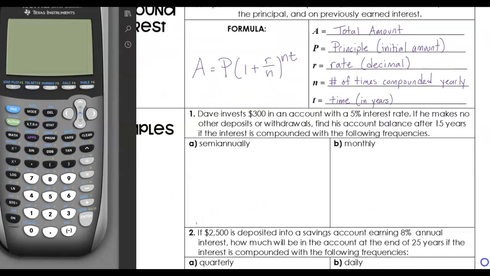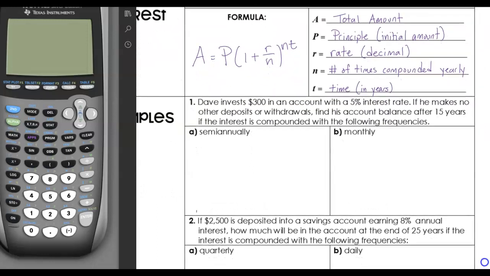All right. So let's take this formula and try it. Number 1 says Dave invests $300 in an account with 5% interest rate. If he makes no other deposits or withdrawals, find his account balance after 15 years if the interest is compounded with the following frequencies. So we're having to solve this problem twice. Once for if we're compounding semi-annually, and the other for when we're compounding monthly. We use the exact same formula each time because we're compounding a certain amount per year.